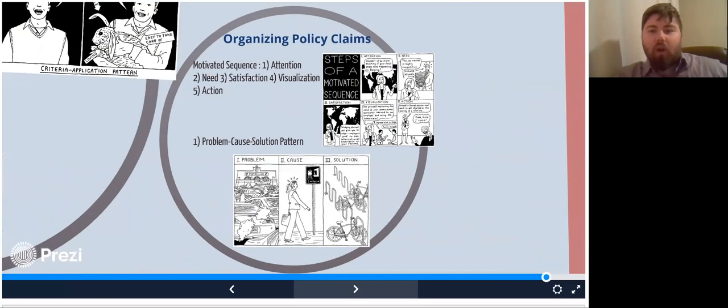And then we have the organizing policy claims. We have the organizational structure. So you have the motivated sequence, and that's where you get somebody's attention. You show them their need. You show the satisfaction, visualization, and action. So, for example, you capture somebody's attention and say, "Who here wants to have an affordable car that also has a low carbon footprint on the environment, or does not emit pollution?" Most people will be like, okay, you capture people's attention.